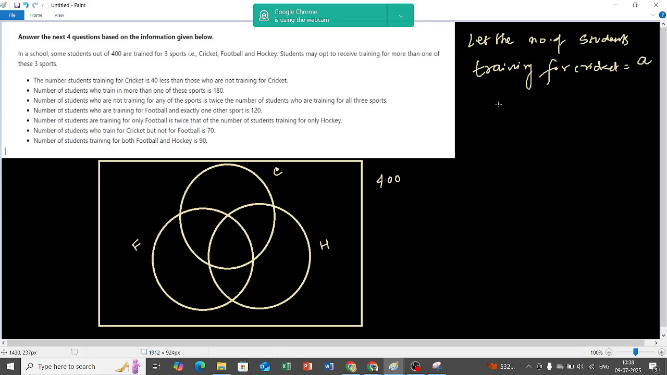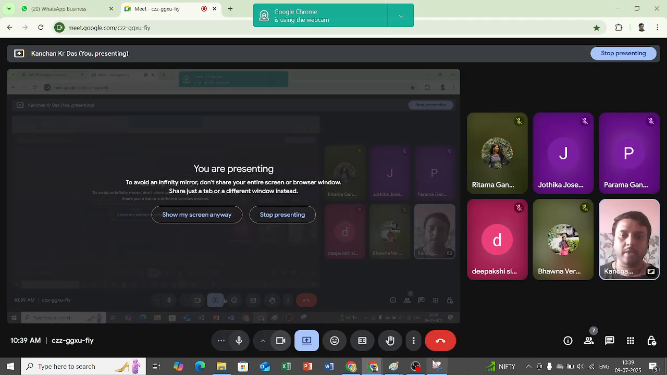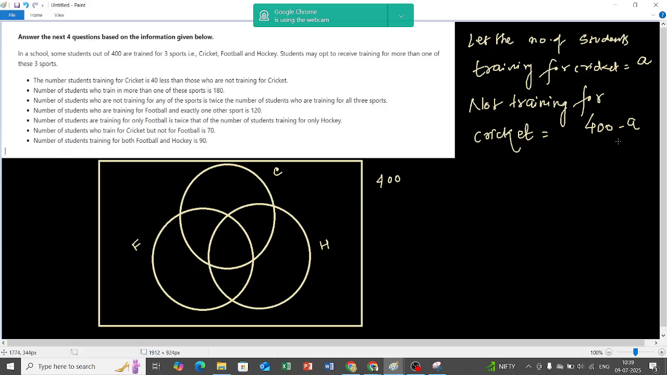Then how many students are not training for cricket? 400 minus a, right? If the number of students who are training for cricket is a, the number of students who are not training for cricket is 400 minus a.